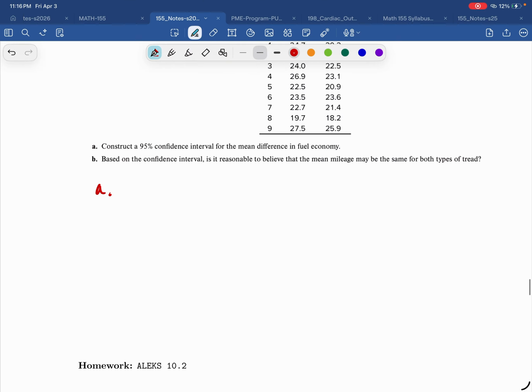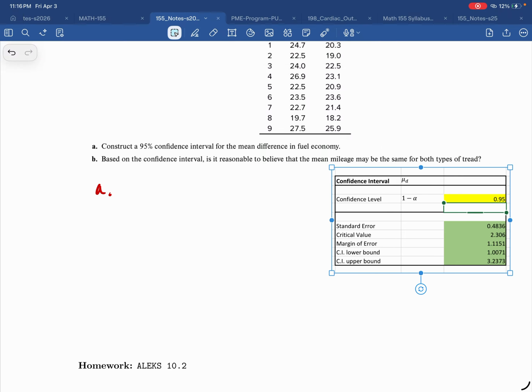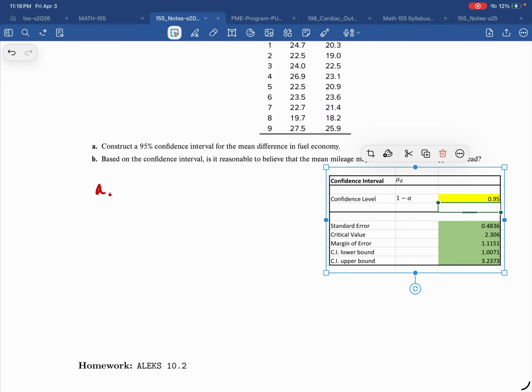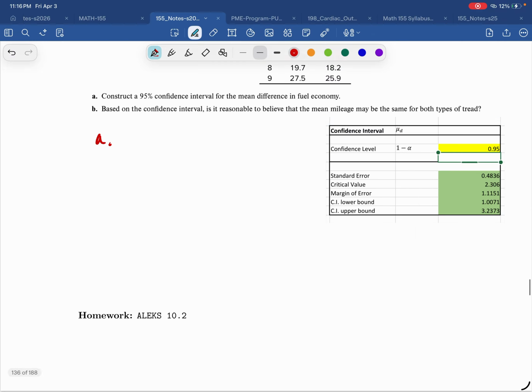So let's just write our answers down, paste it over here. Our 95% confidence interval is 1.0071 to 3.2373. Okay.